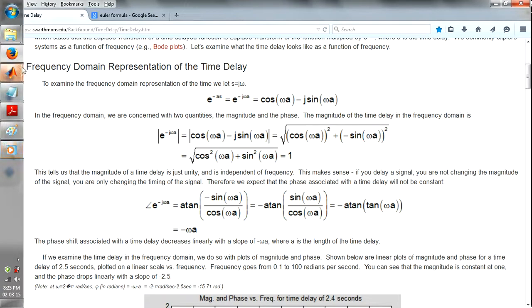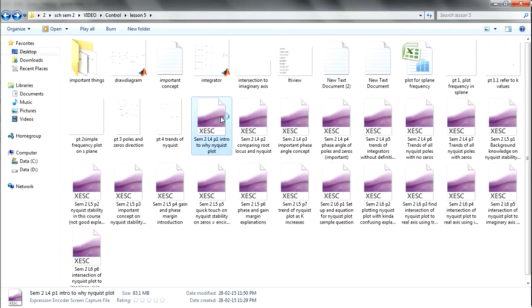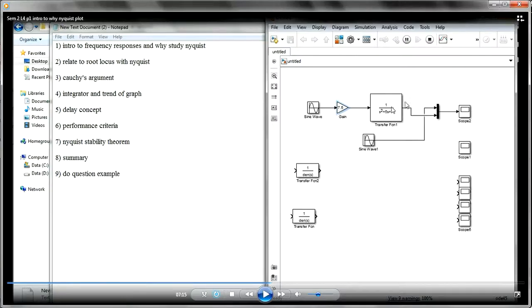Okay, as shown in the video previously at about here. You can see my transfer function is this, and then I put in the gain 7.5, right?